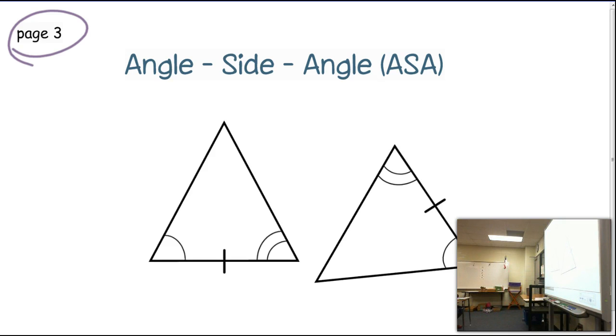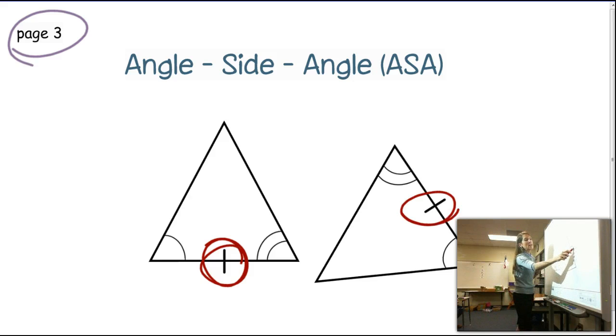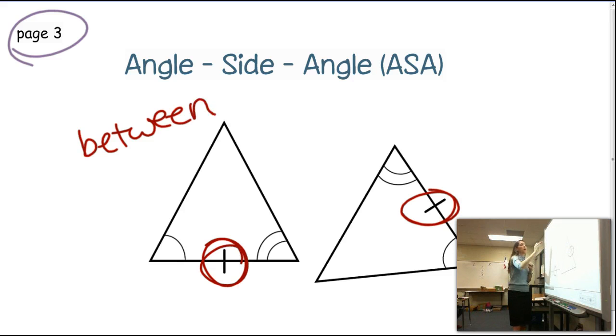This is adding to our list of the ones that work. So side, angle, side works, and its opposite works. Angle, side, angle. With side, angle, side, the angle had to be between the sides. Now with angle, side, angle, the side, the tick mark, better be between the arcs. Between. Tick mark better be between the arcs. Or it's not angle, side, angle.